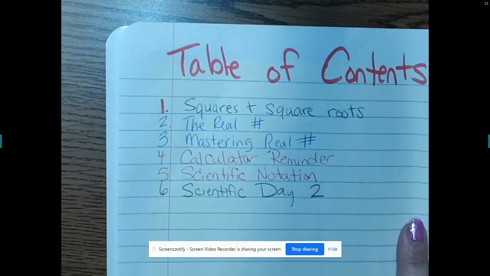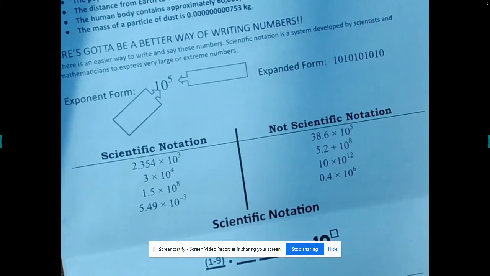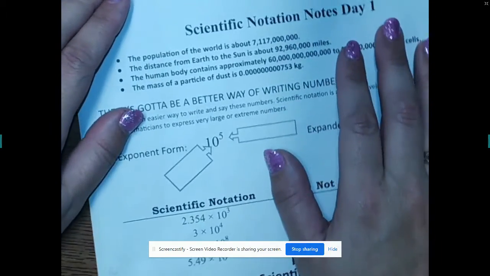All right. So we're looking at our day 1 notes. Right now we are not playing with calculators. You don't even need them right now. You can use them on the homework, but you don't need them right now. Okay? So make sure you are looking at day 1. There's 2 of them. Day 1.